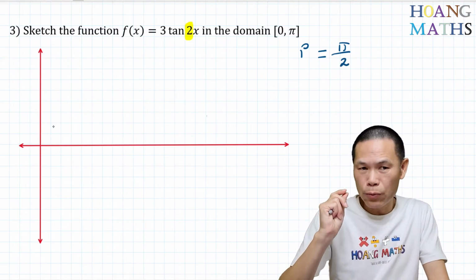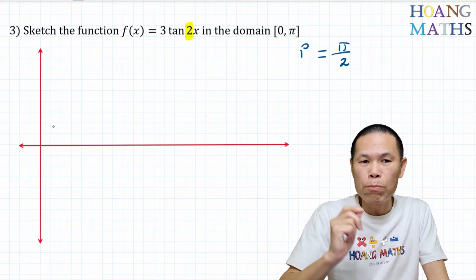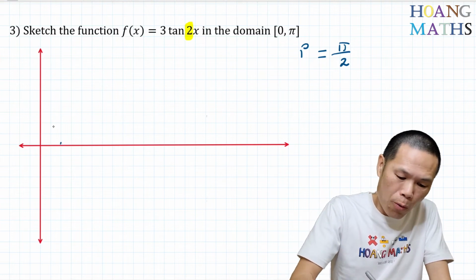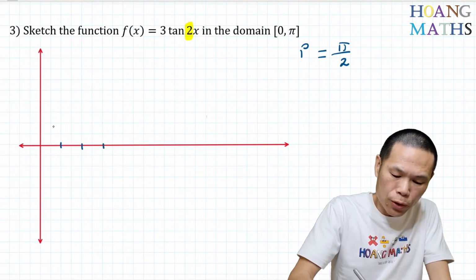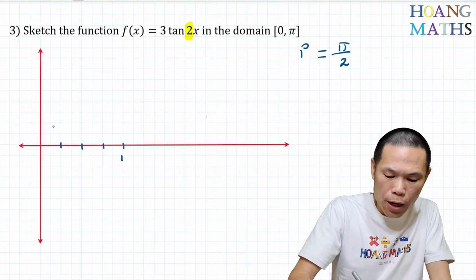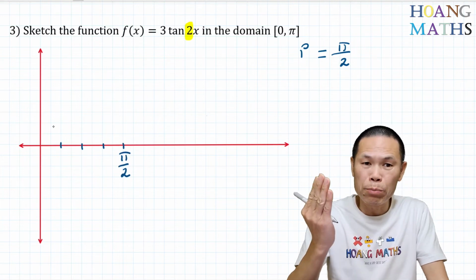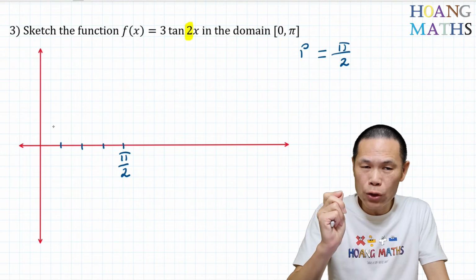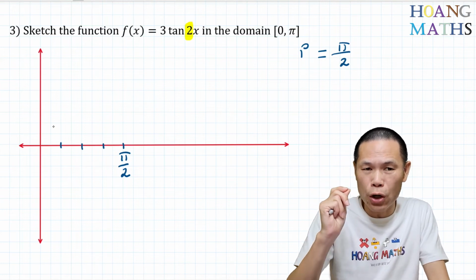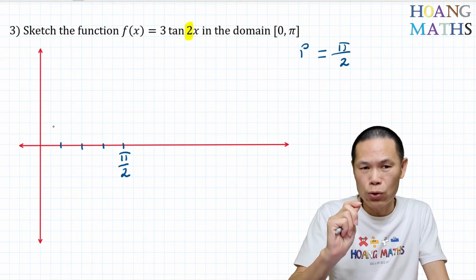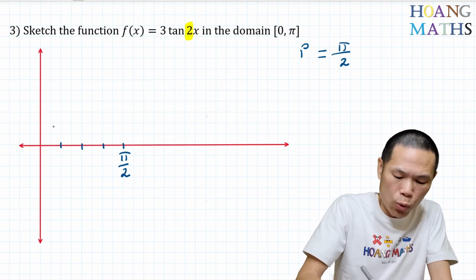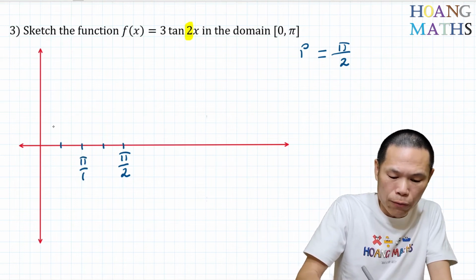Then we cut it into 4 equal parts. So 1, 2, 3, 4. This is pi over 2, that is 1 period. Between 0 and pi over 2 is pi over 4, which is 0 plus a half, divided by 2, right? So it should give you a quarter. So that is pi over 4.